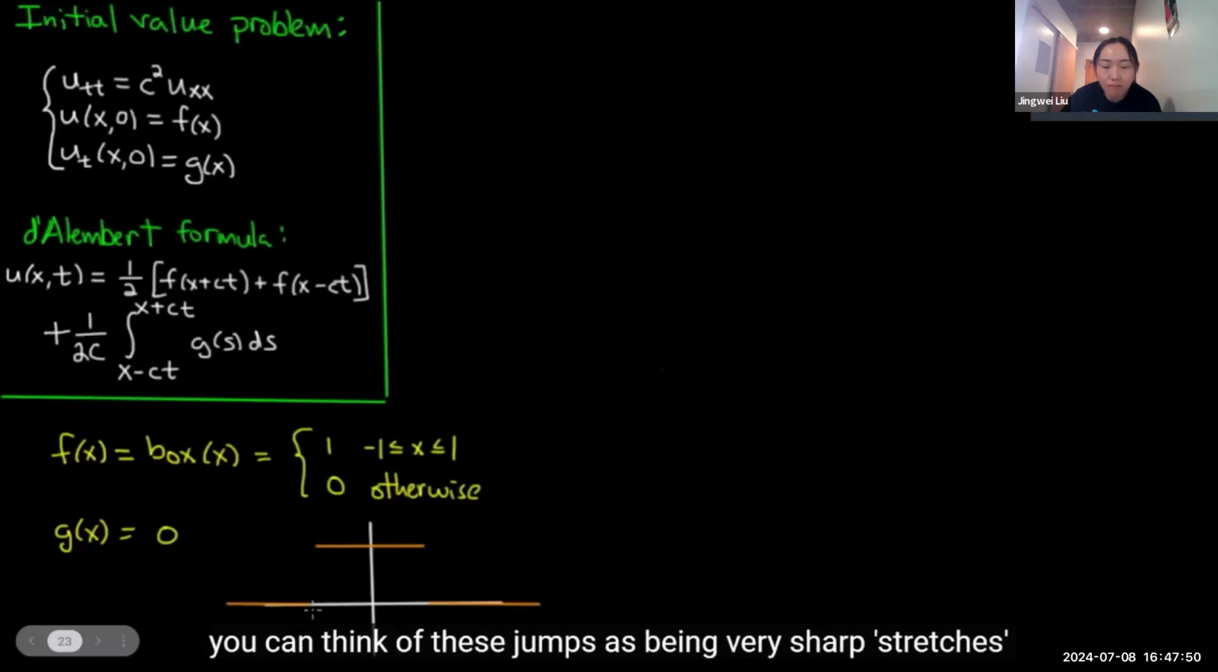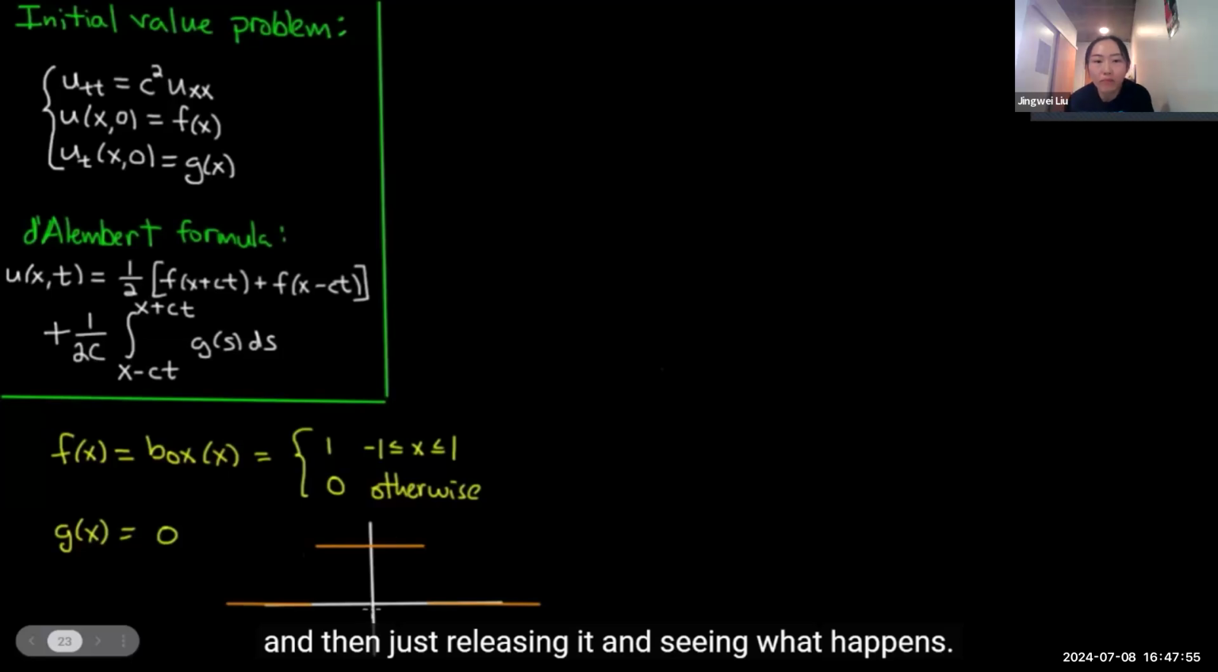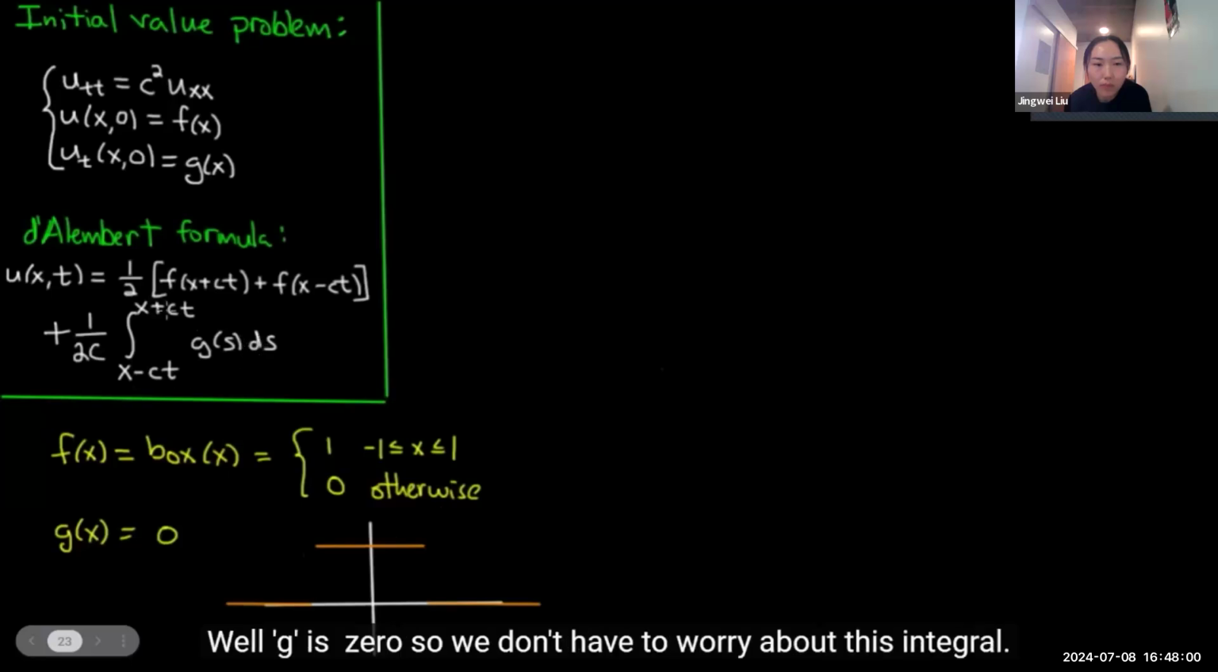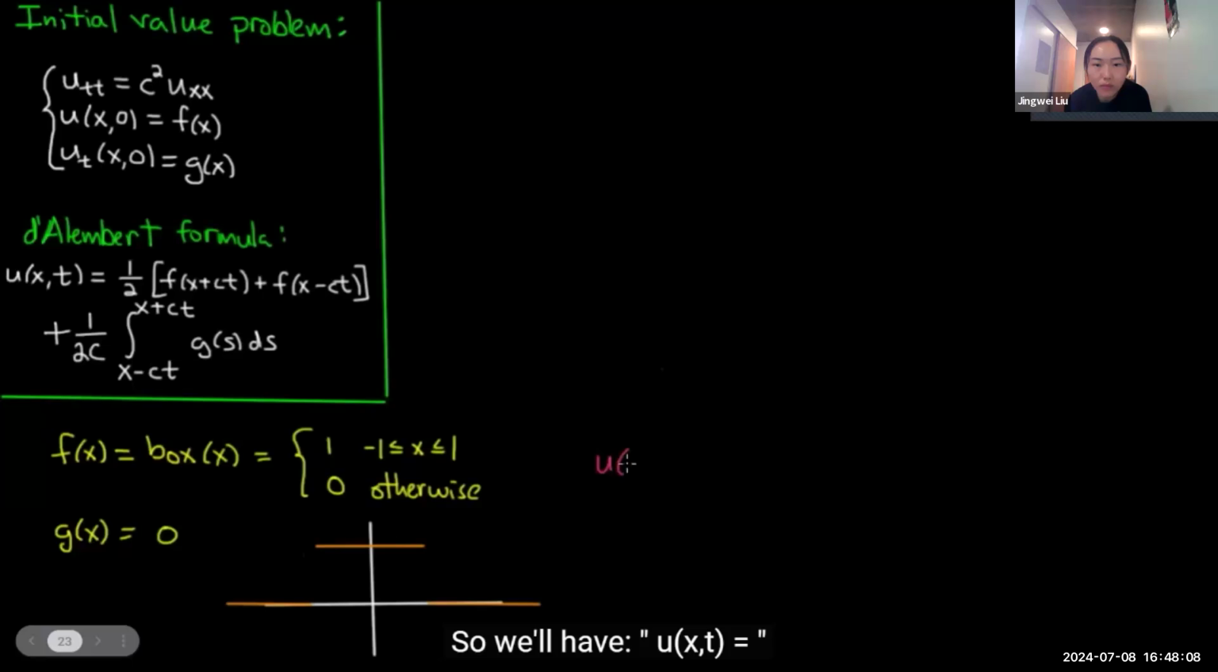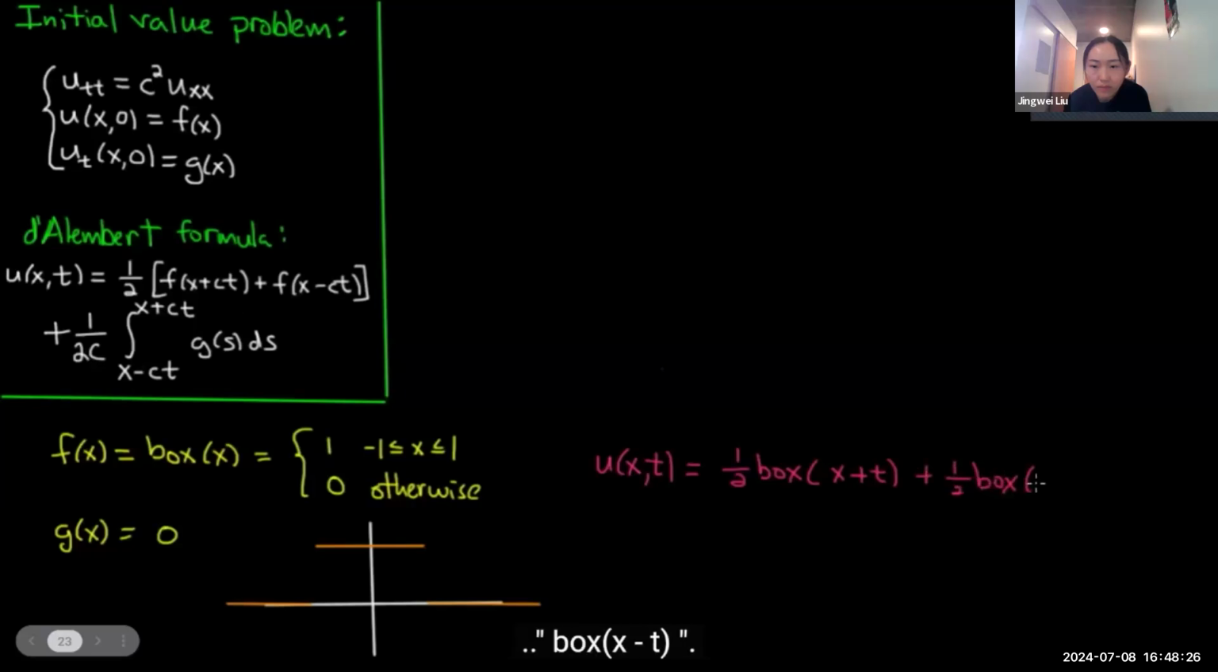You can think of these jumps as being just very sharp stretches, and then just releasing it and seeing what happens. So what does D'Alembert's formula say will happen? Well, the g part is 0, so we don't have to worry about this integral. So we'll just have a sum of two f's. F is this box. So we'll have u of x,t equals 1/2 box of, let's take c equals 1 just to be simple, box of x plus t, plus 1/2 box of x minus t.